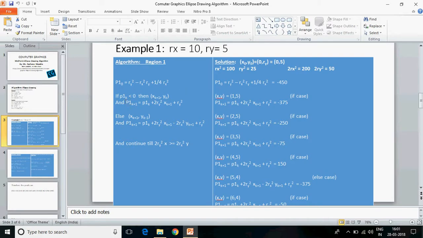And with the help of this equation, by substituting into this equation, the new decision parameter equals the old decision parameter. The old decision parameter is minus 450.